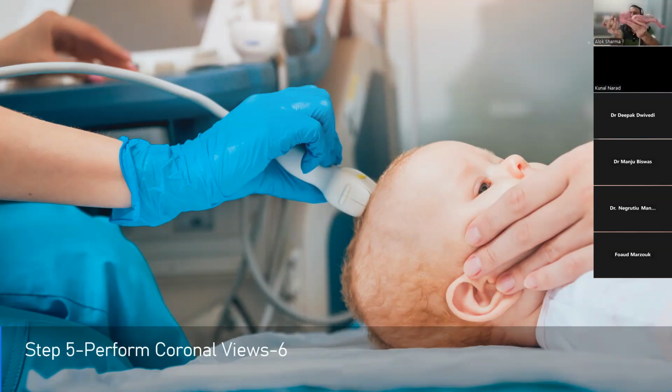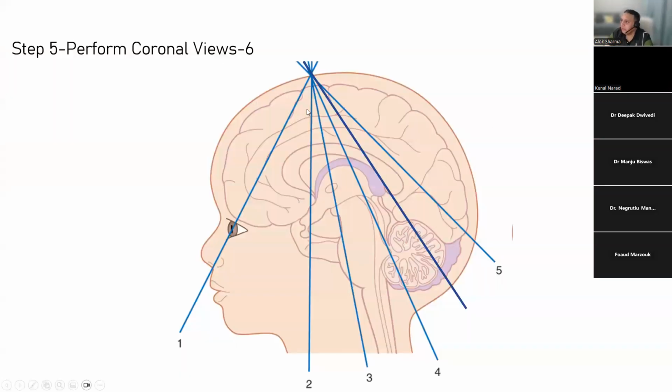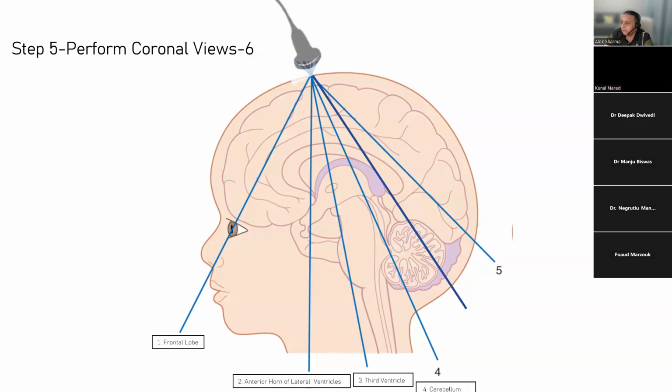Then what I'm doing is angulating anteriorly so that I can get to the frontal lobes, then the frontal horns, then the lateral ventricles with cavum septum pellucidum. Then the trishul view or the trident view, as we've described. Then the trigone with the cerebellum, and at the end, the occipital hemispheres. So that's 6 views that we have to obtain. Quite easy to do. So: frontal lobe, anterior horn of the lateral ventricles, third ventricle, cerebellum, trigone, and occipital lobe.